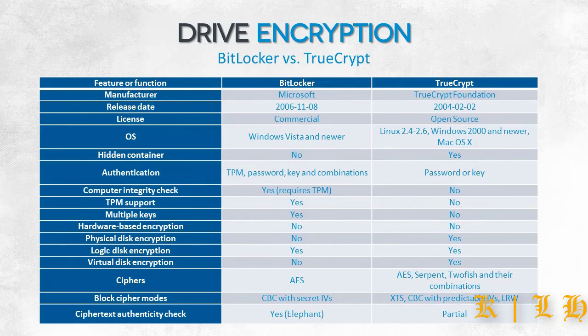For the same reason, BitLocker supports checking the integrity of the computer, and TrueCrypt does not. BitLocker also allows for the generation of extra keys for administrative reasons. Neither of the two programs enables hardware-based encryption. Only TrueCrypt allows the encryption of a physical disk in the lower layer. BitLocker encrypts all partitions, but not all of the physical disks. Partitions can also be encrypted with TrueCrypt. Encryption of virtual disks is characteristic of TrueCrypt.